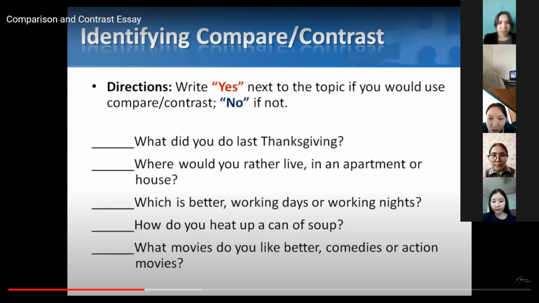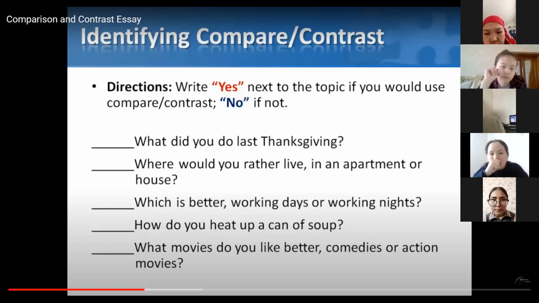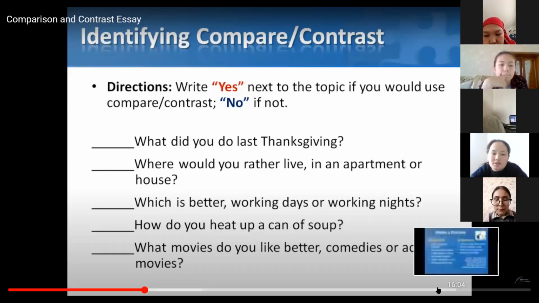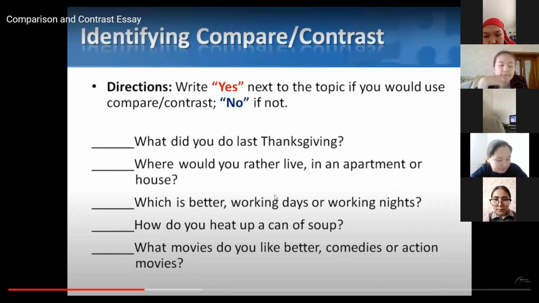What movies do you like better, comedies or action movies? I think it also can be contrast and compare, both of them, maybe. So you can compare similarities and you can give differences. Yes, you can. Differences, contrast. Okay, let's continue watching.